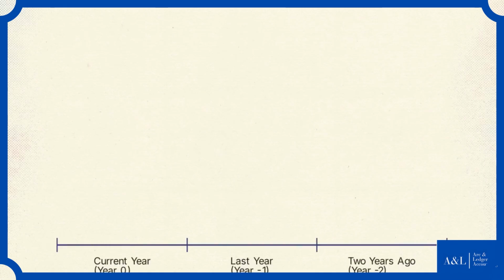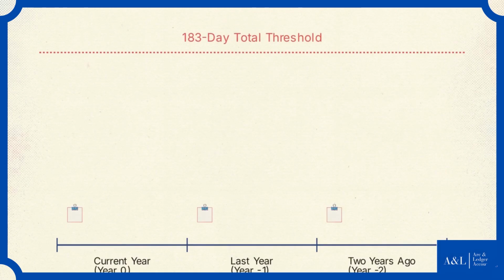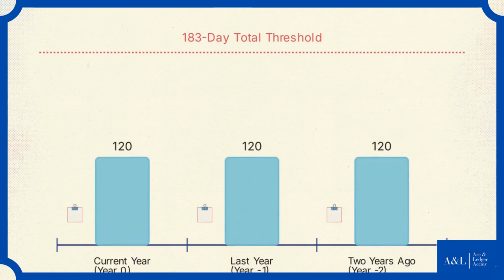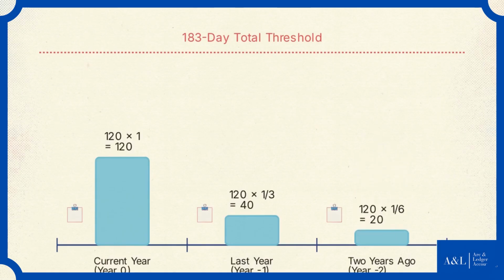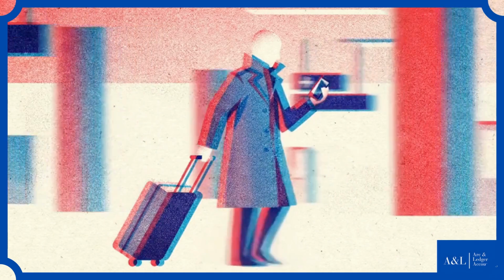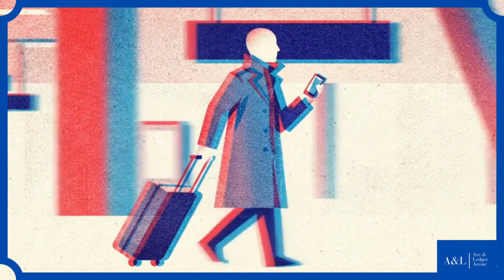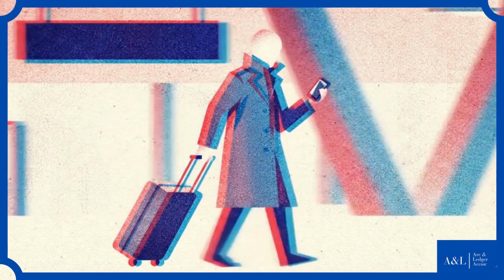This timeline visualizes the equation. To meet the test, you must be physically present in the U.S. for at least 31 days in the current year and accumulate a weighted total of 183 days over a 3-year period. If you spend 120 days in the U.S. for 3 consecutive years, you count the full 120 days for the current year, 1/3 for last year, which is 40, and 1/6 for 2 years ago, which is 20. That equals 180 total days, keeping you just under the residency threshold. Without careful tracking, unmonitored business trips or extended vacations can push that number past 183, unintentionally triggering full global U.S. tax residency.